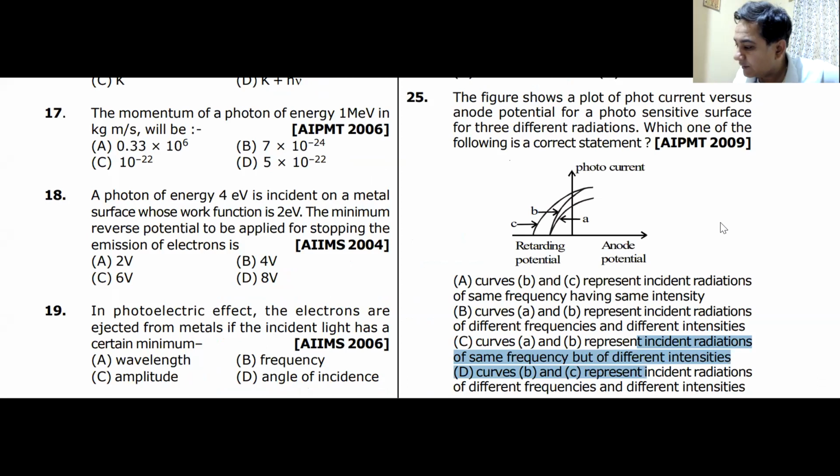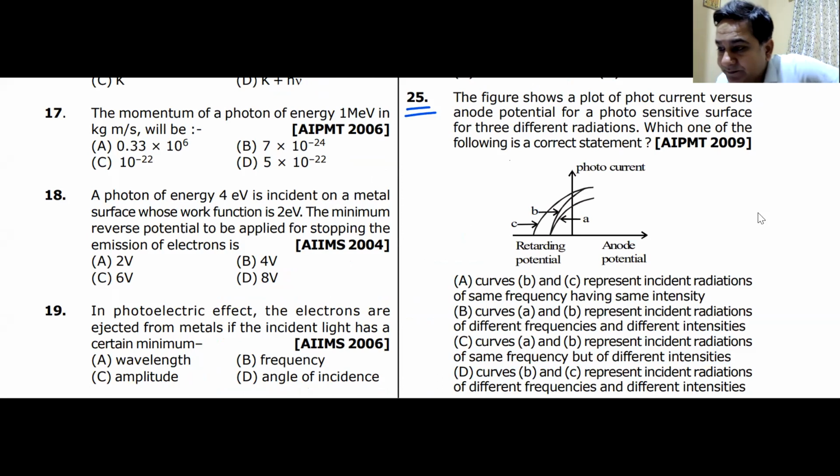Okay, now you see this. Okay, chalo, we'll have to work on this. So what we are going to do is solve question number 25. Do you understand the question? No, sir. The figure shows a plot of photocurrent. So I have drawn photocurrent here, and I have drawn the anode potential, that means the potential difference between the anode and the cathode, VAC. Do we remember this?